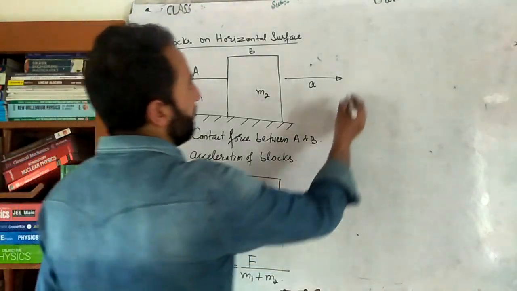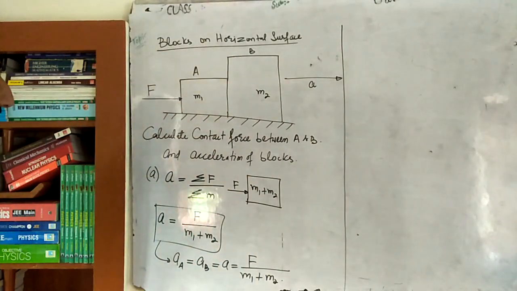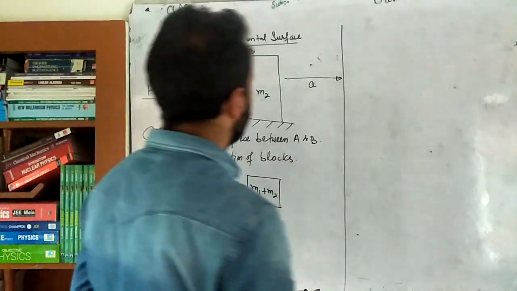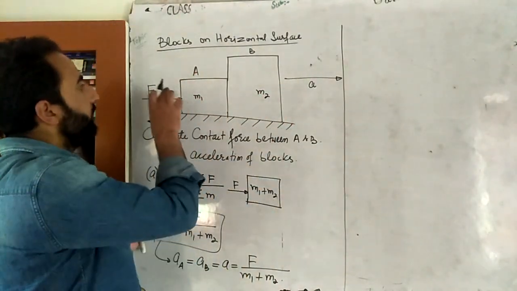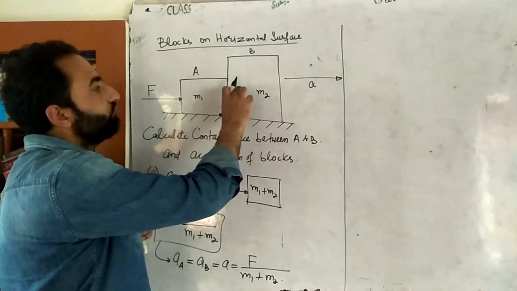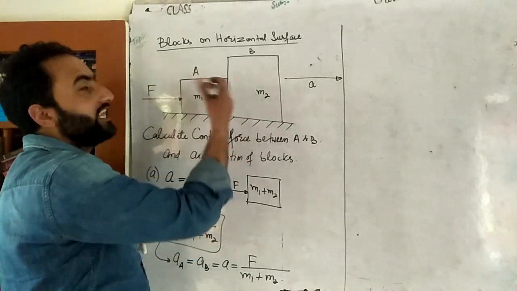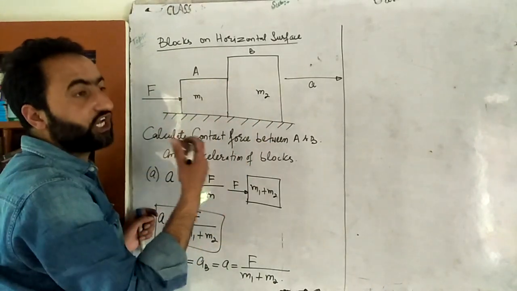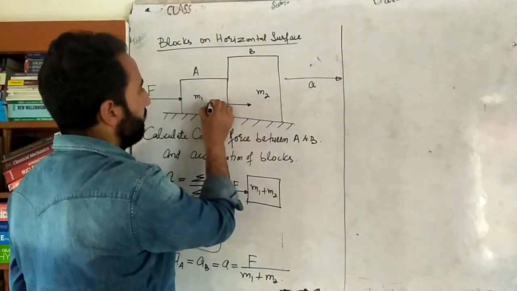First of all, let's calculate the contact force between block A and block B. In order to calculate the contact force, pay attention now. This force F is applied on block A. Block A will in turn push block B in the forward direction. Block B will in turn push block A in the backward direction. They will form an action-reaction pair like this.